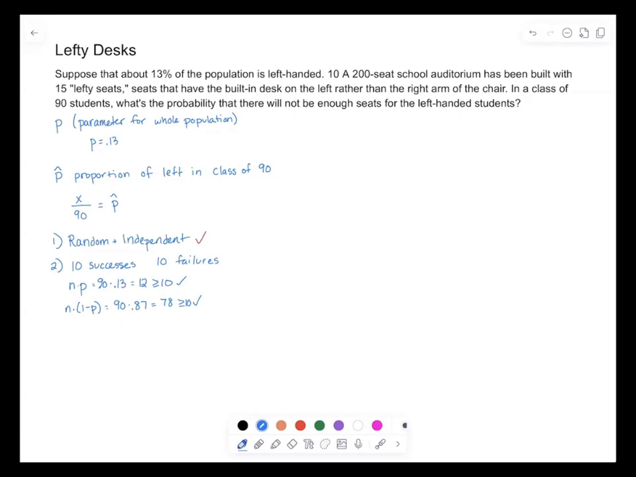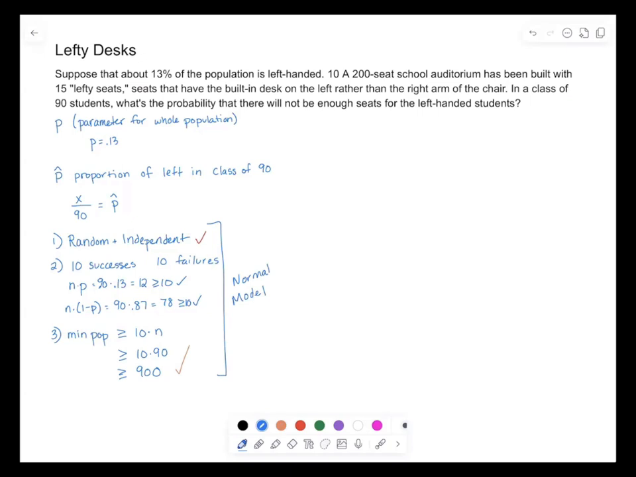The last condition I need is that my minimum population needs to be bigger than or equal to 10 times the sample size. So in this case, that means my population has to be bigger than or equal to 10 times 90. It's got to be bigger than or equal to 900. Now they don't tell us how many students go to the school, but colleges generally have thousands and thousands of students. So I think we can say that this one's met also because college campuses have lots and lots of students. Okay, so because we've met these three conditions, we can use a normal model here.